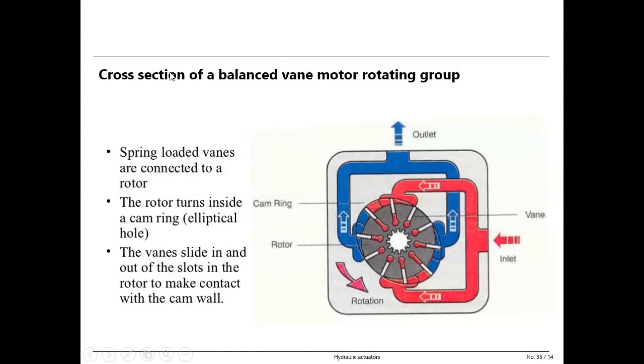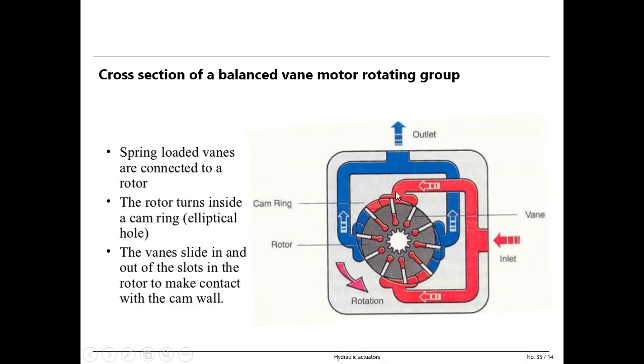Another type of hydraulic motor is the cross section of a balanced vane motor, rotating group. This is a vane motor. You see, we apply the pressurized oil or fluid from here, and it turns in that direction. Into the entrance we apply the pressurized oil, and those are the inlet here, and those are the outlet, after giving its pressure to the rotation.